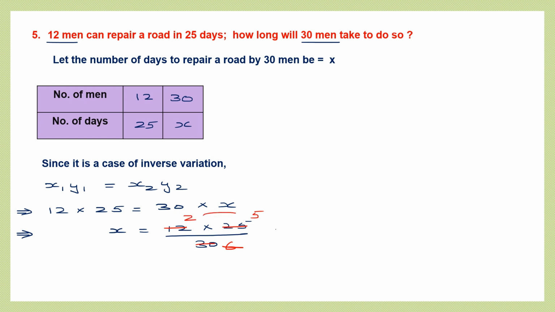So here what do we have? 2 fives are 10. That means the number of days to repair a road by 30 men, we said let it be x, and that we have found now is 10 days. So the number of days to repair a road by 30 men is 10. So this is our answer.